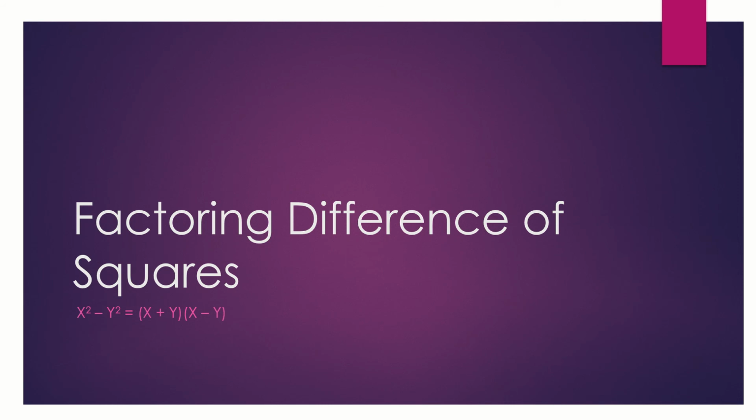Today we're going to be going over what's called factoring the difference of squares. So this is the equation for the difference of squares. You have x squared minus y squared is equal to x plus y times x minus y. So the first thing I want to do is talk about where this formula comes from, why the formula works, and also we're going to be talking about how to use the formula in order to factor some polynomials. So let's begin with that.